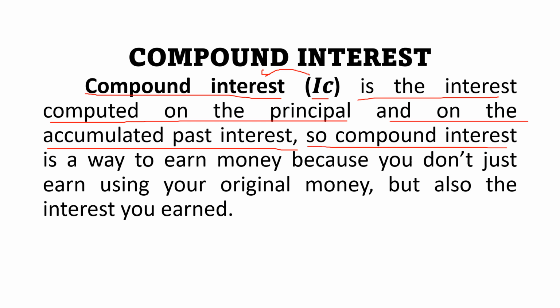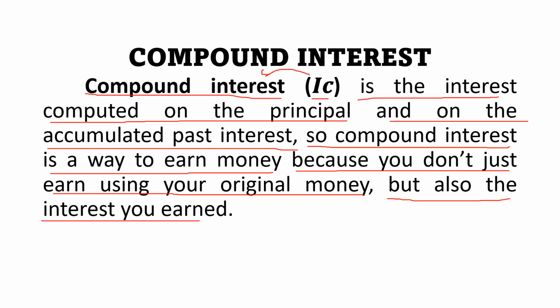So compound interest is a way to earn money because you don't just earn using your original money. Again, we define compound interest as an interest on interest. Whatever your principal and the interest applied on it during your first year of payment, that will be the future value, and that will now be your principal in your second year of payment. But also the interest you earn.